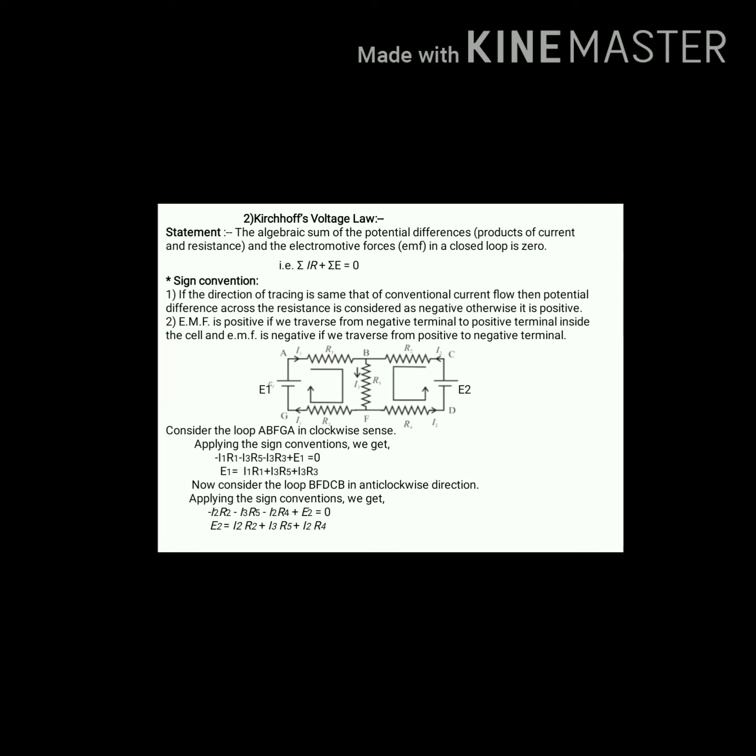Again along the BF current that is the I3 which is flowing across the resistance R5. Again I3 is flowing across the resistance R3 आणि इथं EMF E1 it is traverse from negative terminal to the positive terminal, so E1 is considered as positive. इक्वेशनमध्ये फर्स्ट मायनस I1 इंटू R1 म्हटलेलं आहे because direction of tracing is same that of the conventional current flow, so potential difference is considered as negative.